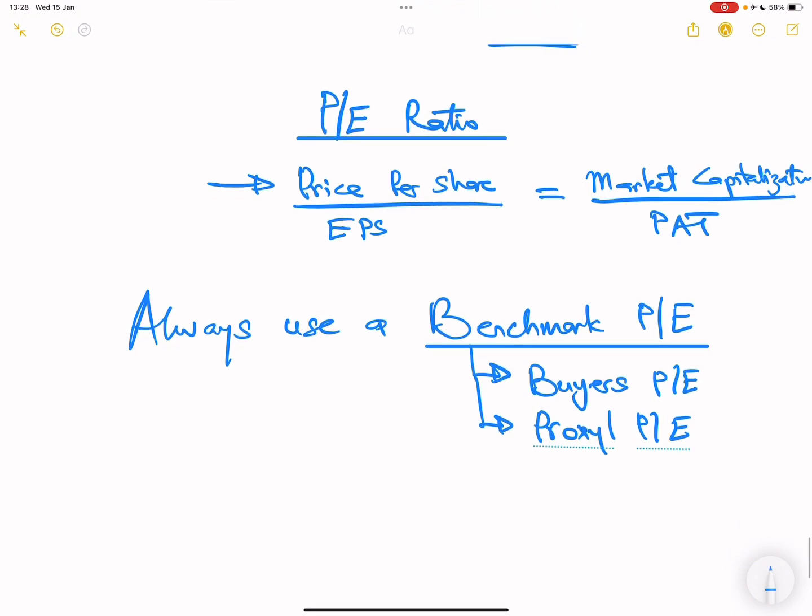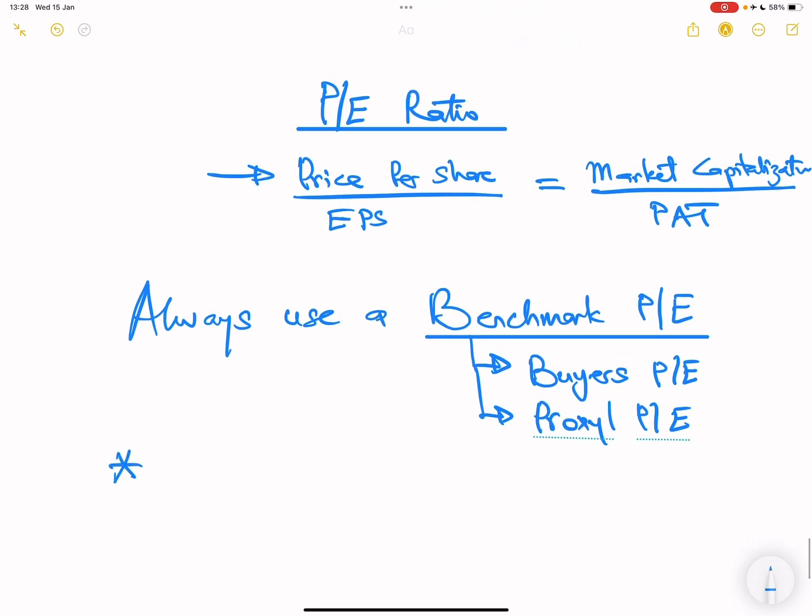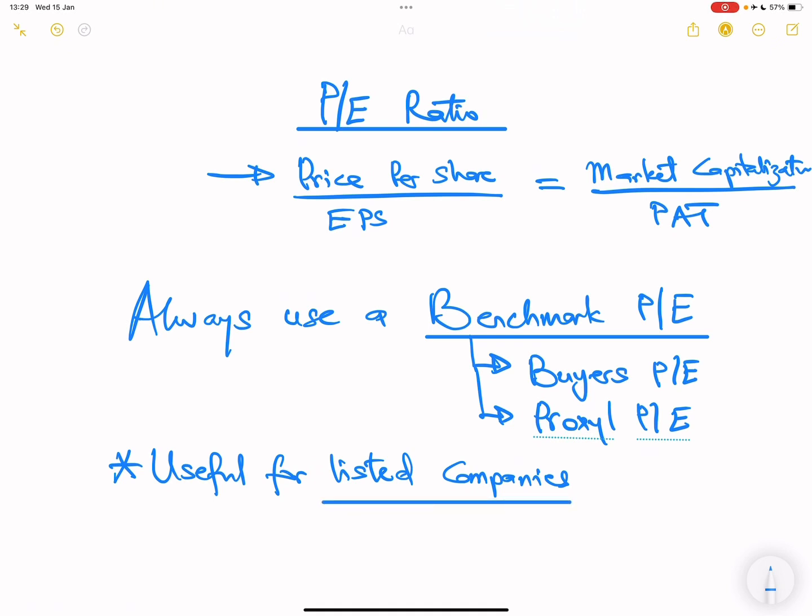And in terms of suitability, you can already see it. You need the price. So it's very useful for listed companies. Though you can still adapt it for unlisted companies, but you need to get the PE ratio of a proxy that is listed, right? So that listed company is very, very critical.